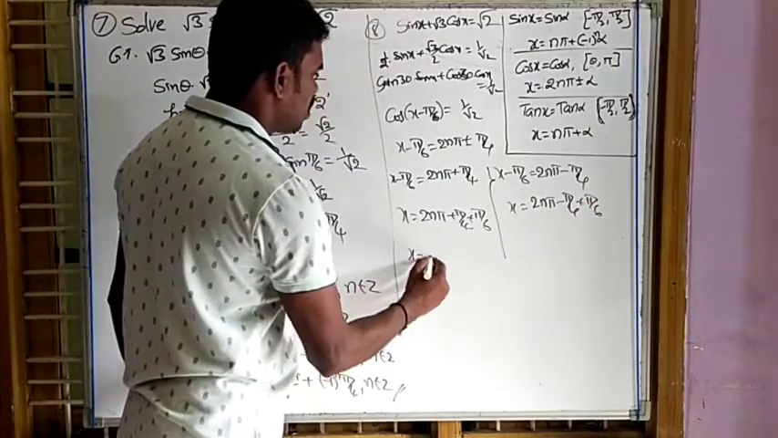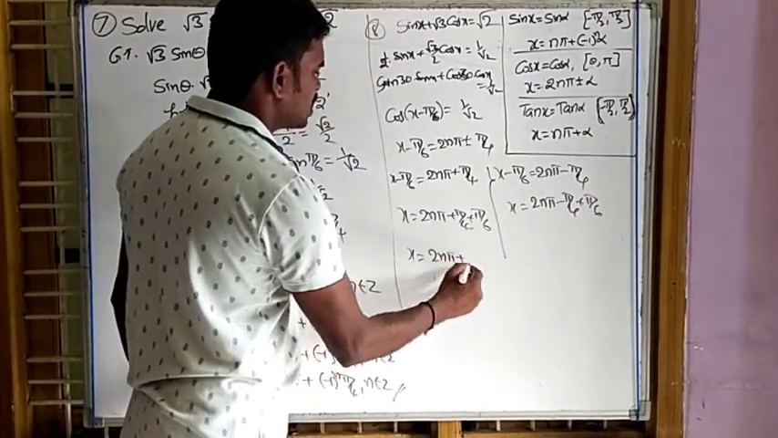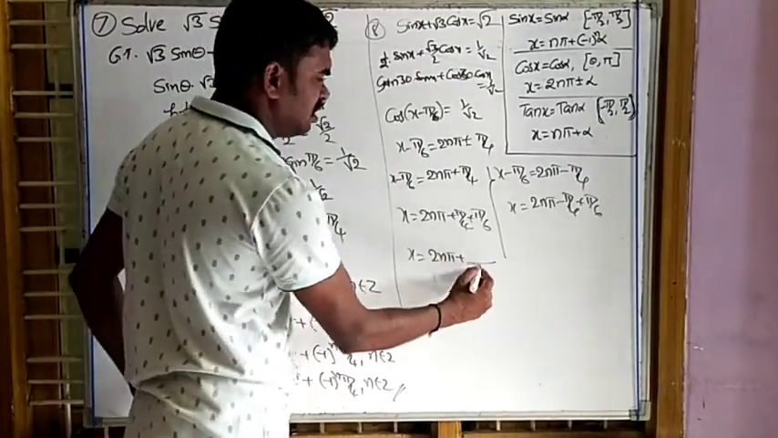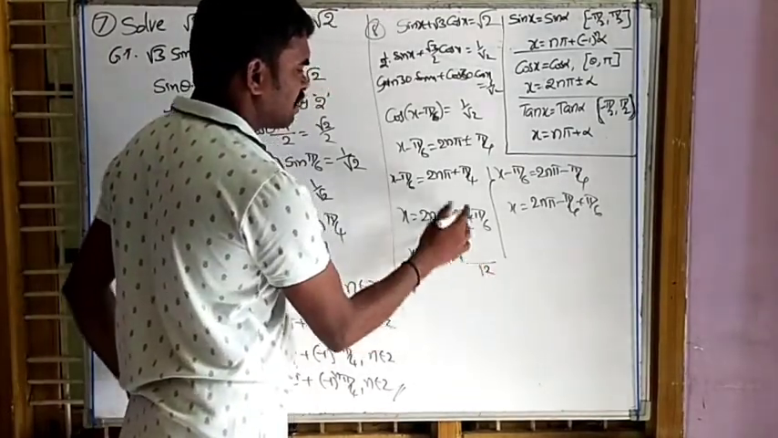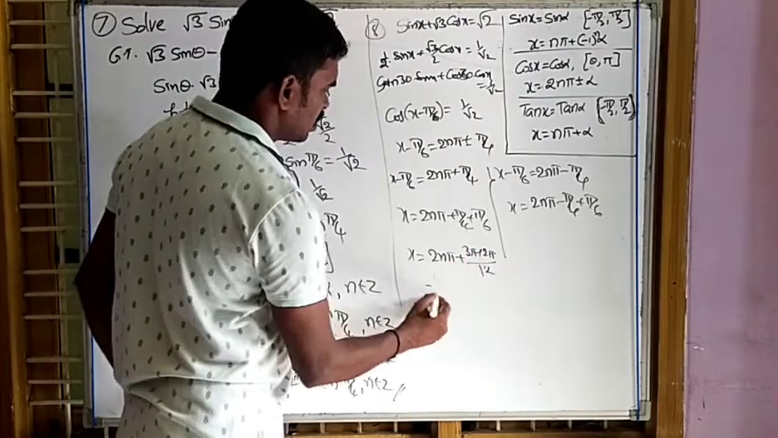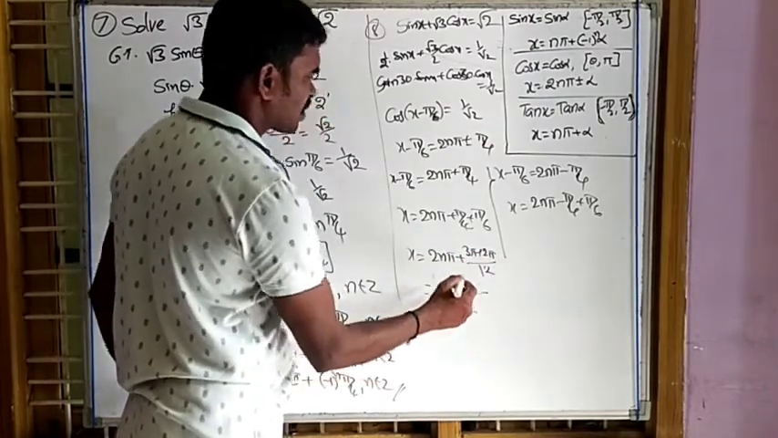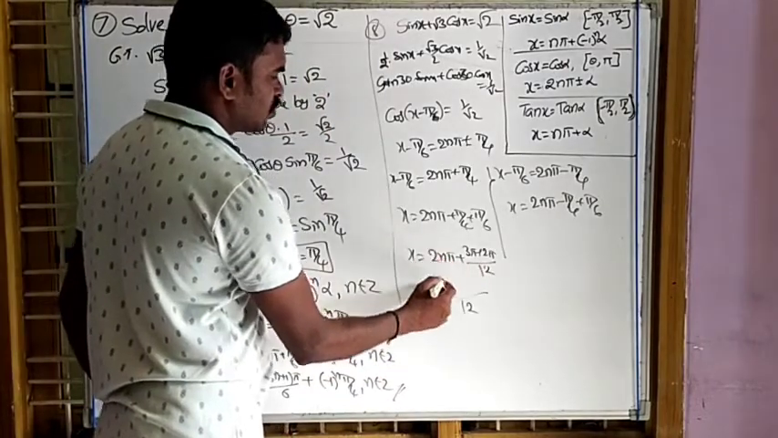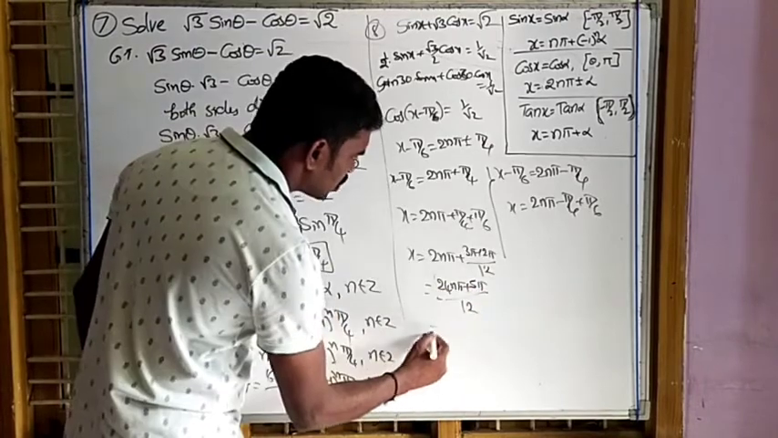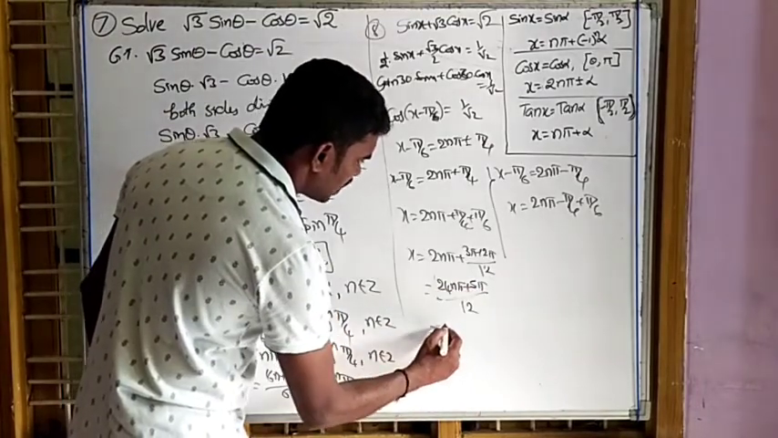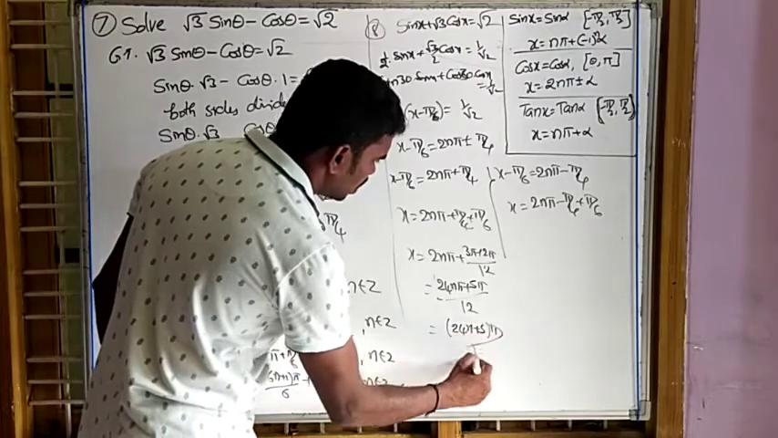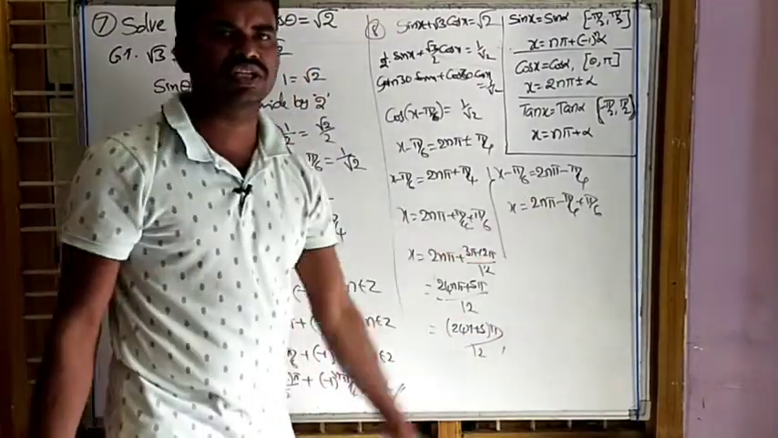So x is equal to 2n pi plus, what is the LCM of 4 and 6? LCM is 12. 4 threes are 12, so 3 pi; 6 twos are 12, so 2 pi. So 5 pi by 12, and 2n pi is 24n pi by 12. So only pi is common, then (24n plus 5) into pi by 12. This is the solution. Similarly, substitute for the other one also.